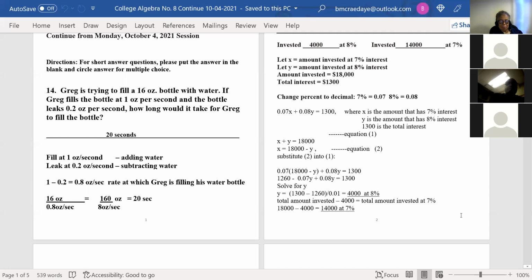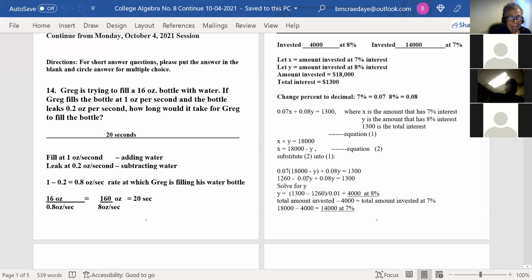Where did you get the 0.01 from, Ms. Barbara? Where you get Y equals 1,300 minus 1,260 divided by 0.01, where the 0.01 came from? I'm solving for Y here, right? So what's a minus 0.07 and a 0.08? That's the 0.01. Oh, because I was wondering where it came from. That's why. Oh, okay. All right.